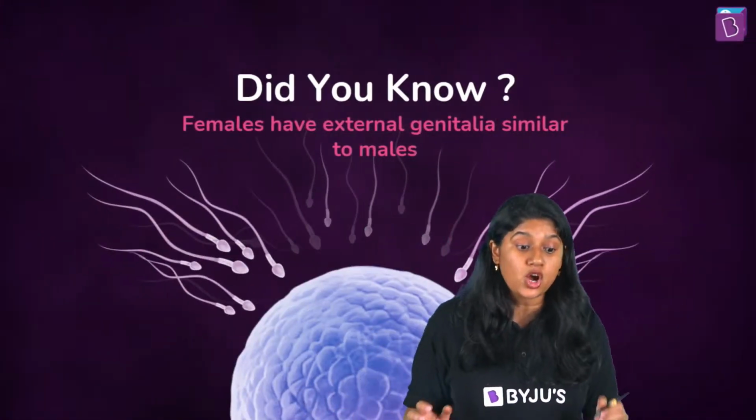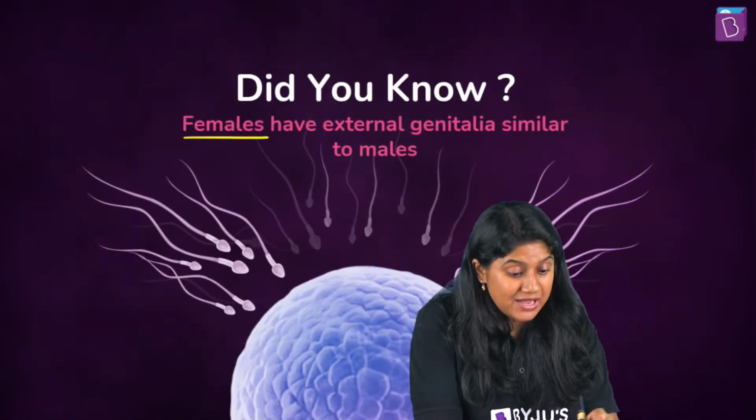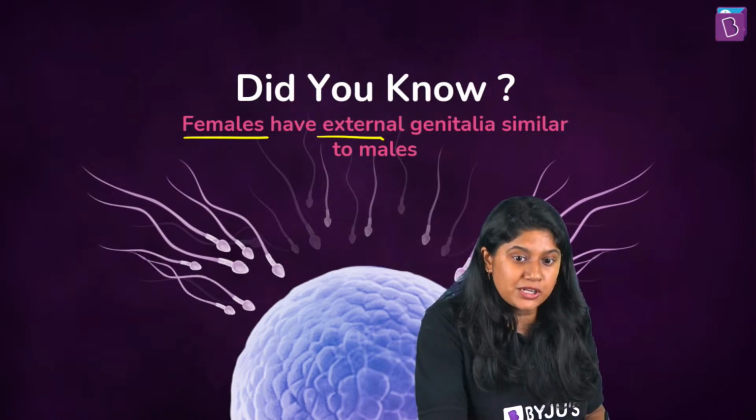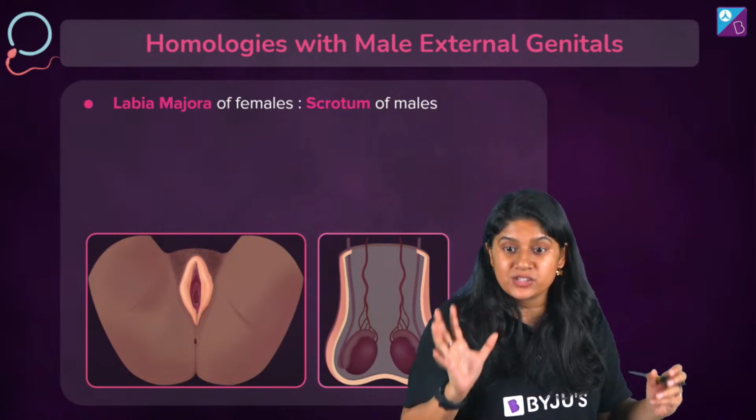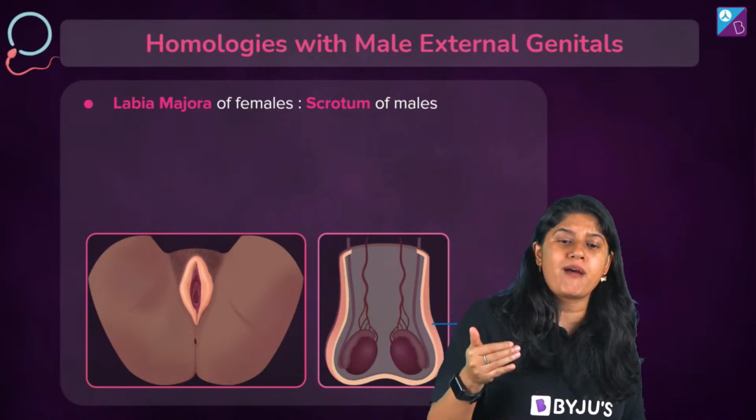Now, let's move ahead and talk about that. Females have external genitalia that are very similar to the males. Let's take a look over here. We have a lot of homologous comparisons over here. Now, everyone, I'm sure you remember homologous.